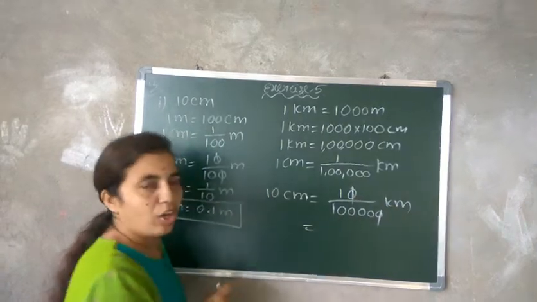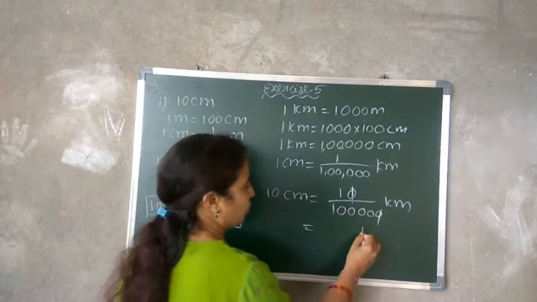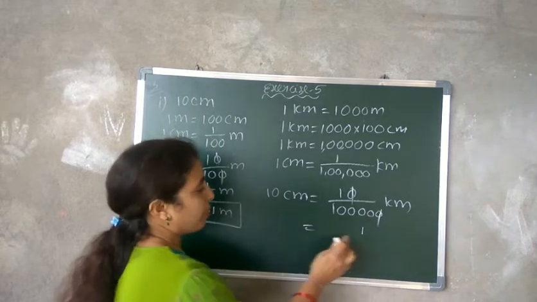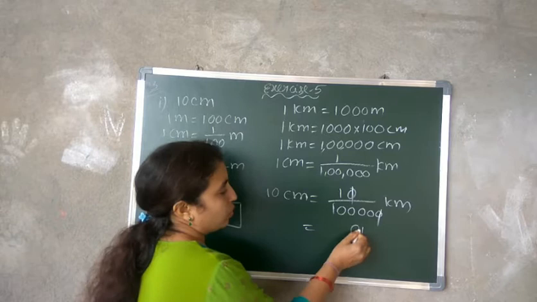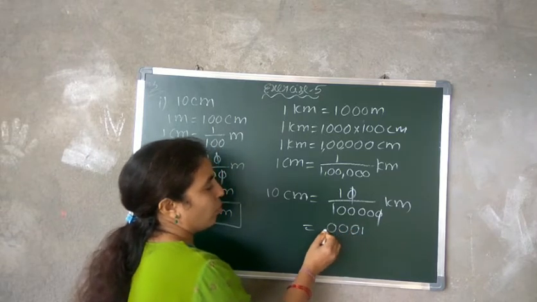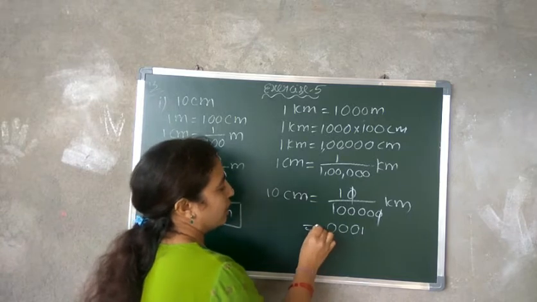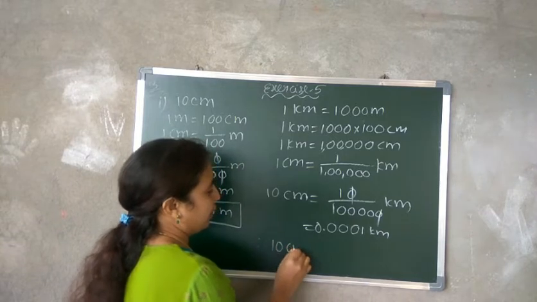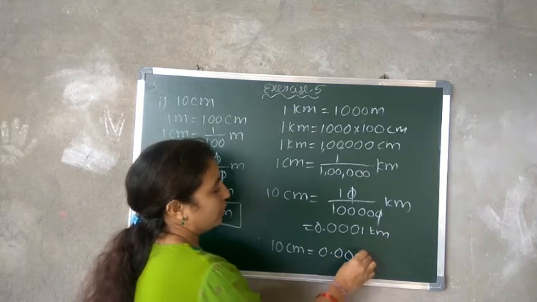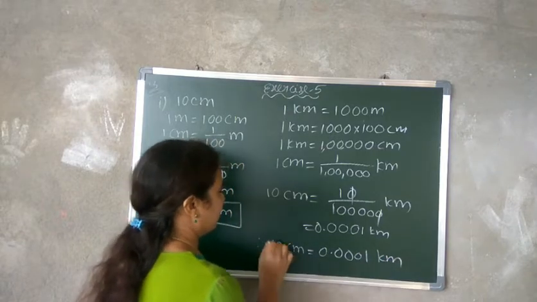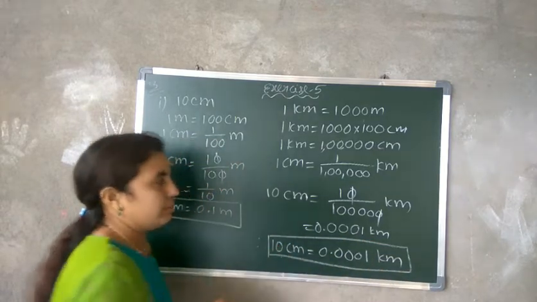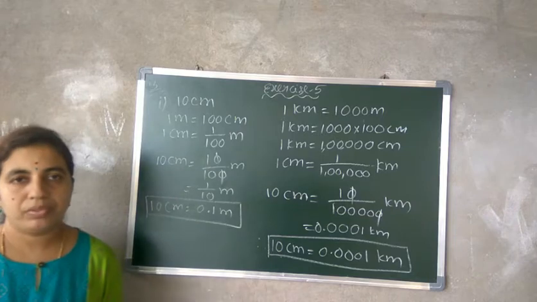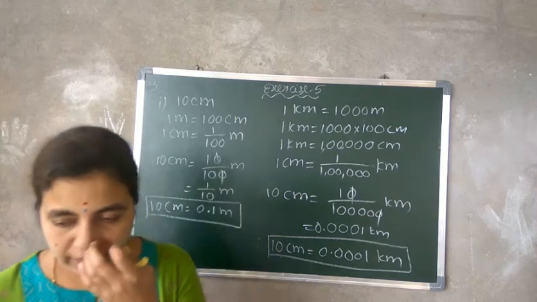How many zeros do we have in the denominator? 4 zeros. But the numerator has only 1 digit. So count 1, for the second digit there is no digit, so 0, 2, 3, 4 places, and then 0.0001 kilometers. Therefore 10 centimeters is equal to 0.0001 kilometers. This is the conversion of 10 centimeters to meters and then kilometers.